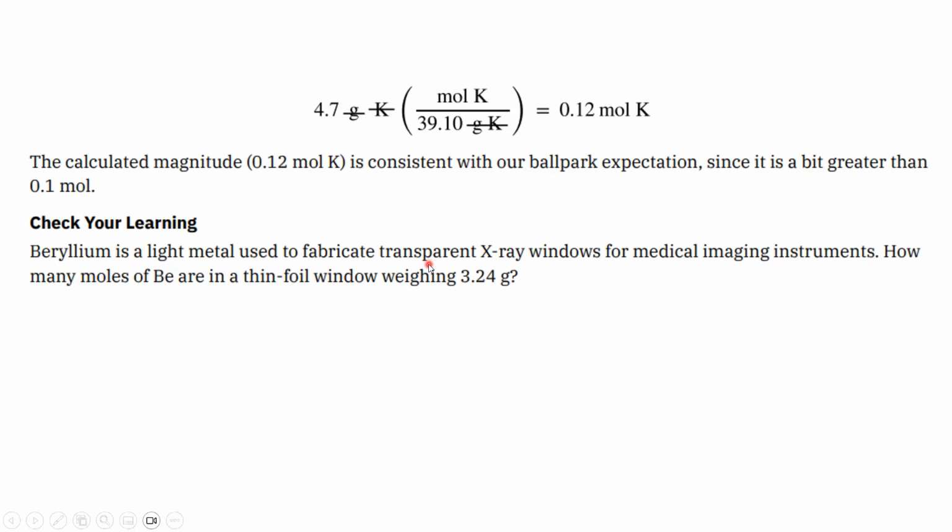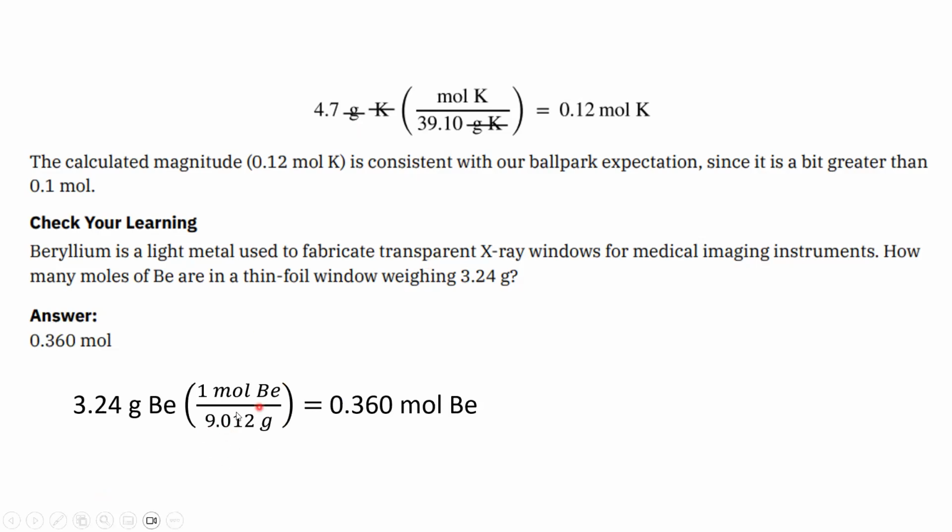And then if you want to, you can practice with a very similar calculation on the bottom here, but with beryllium, which is a light metal used to fabricate transparent X-ray windows for medical imaging instruments. And we want to figure out how many moles of beryllium would be present in a thin foil window that weighs 3.24 grams. Again, it's going to be that same idea. We can use the molar mass. We can set it up in the parenthesis in order to convert, cancel out grams, and we'll be left with moles of that sample.